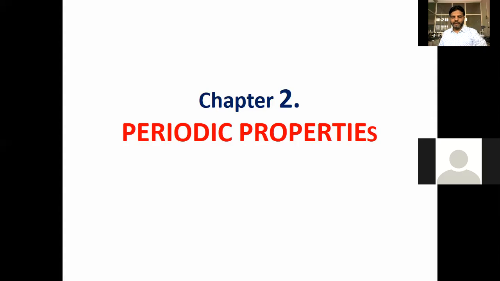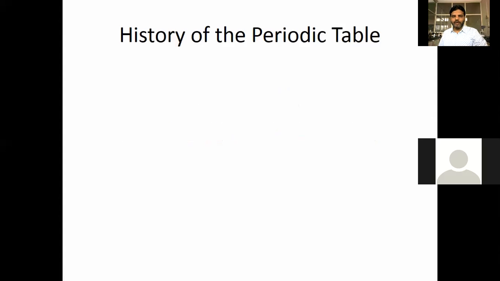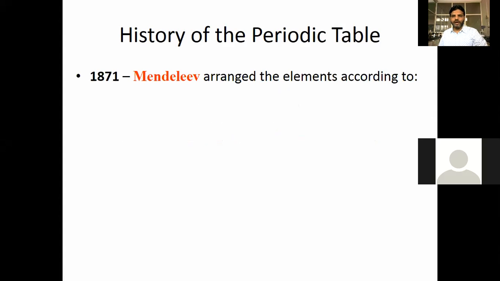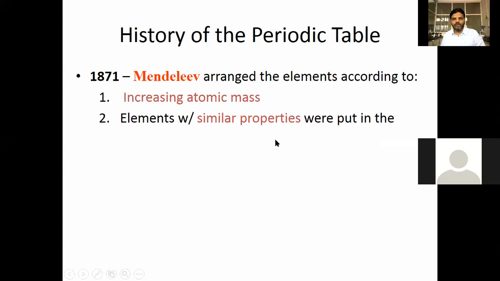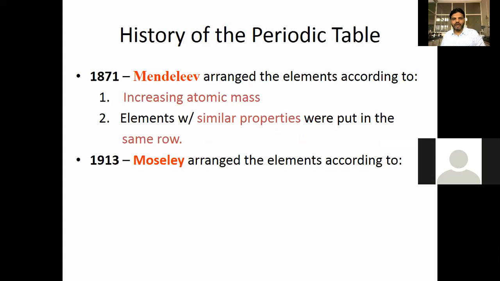It was observed that the elements which have the same property are placed in one group. The elements which have different properties, like physical and chemical properties, are placed in other groups. The history of the periodic table tells that in the year 1871, Mendeleev arranged the elements according to increase in their atomic mass. So Mendeleev placed the elements on the basis of increasing atomic mass.